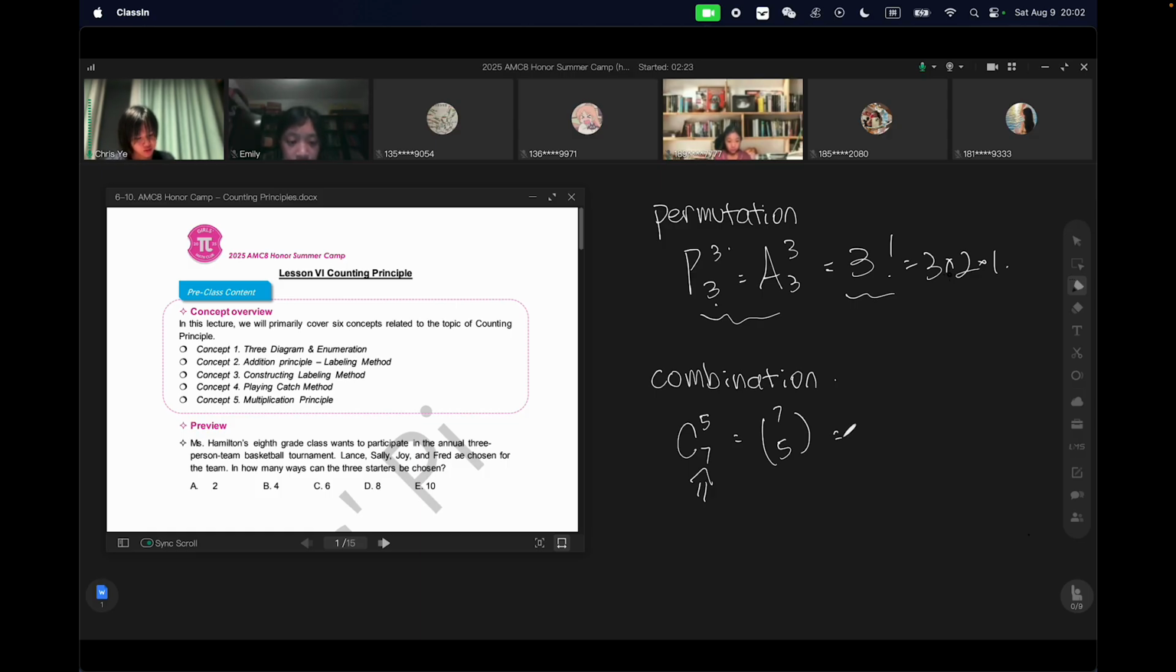But anyway, to solve that, we have a fraction, and on top, it will be 7 times 6 times 5 times 4 times 3, because there are 5 numbers. So 7, 6, 5, 4, 3, 5 numbers. Similarly, if this number was 4 instead, then it would just be 7, 6, 5, 4, so 4 numbers. And on the bottom, it will just be 5 factorial, which is 5 times 4 times 3 times 2 times 1. For this, we get that the answer will be 21. So there are 21 ways to pick 5 out of 7 things. And that is the combination formula, which is a little bit more important.